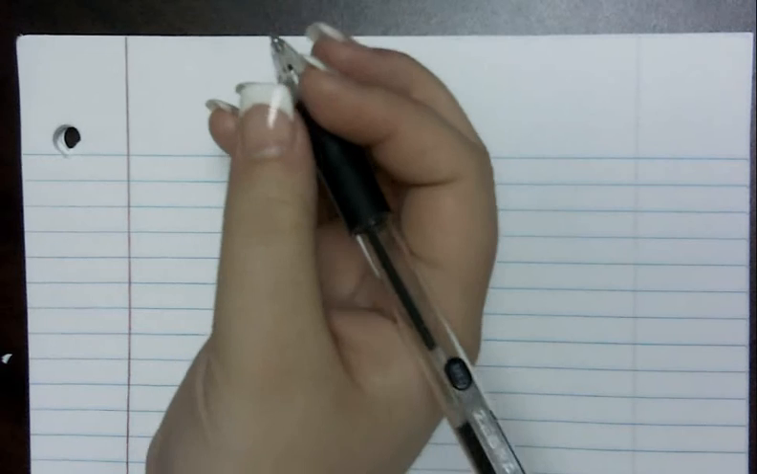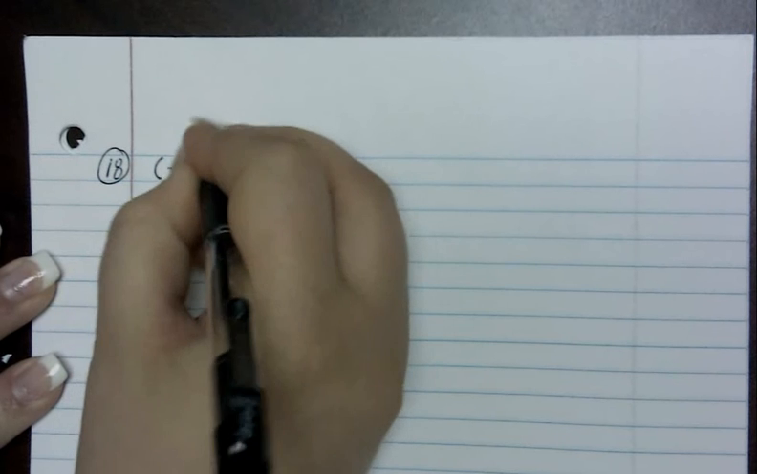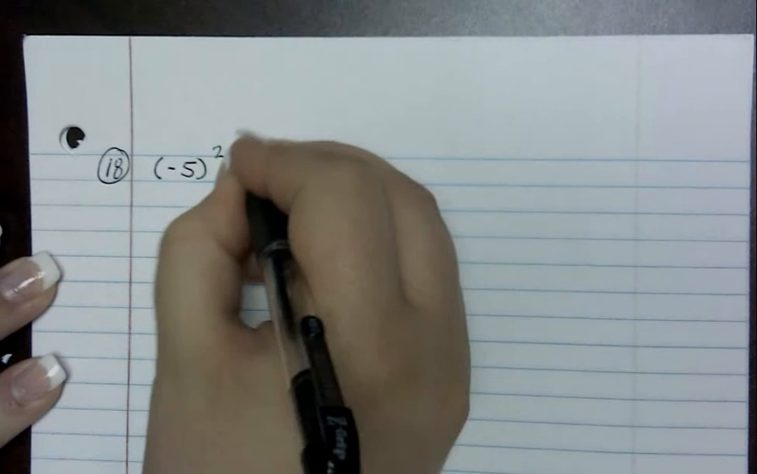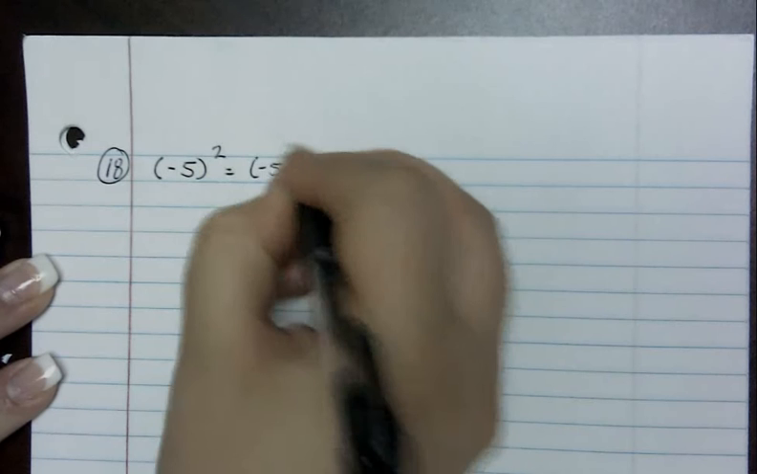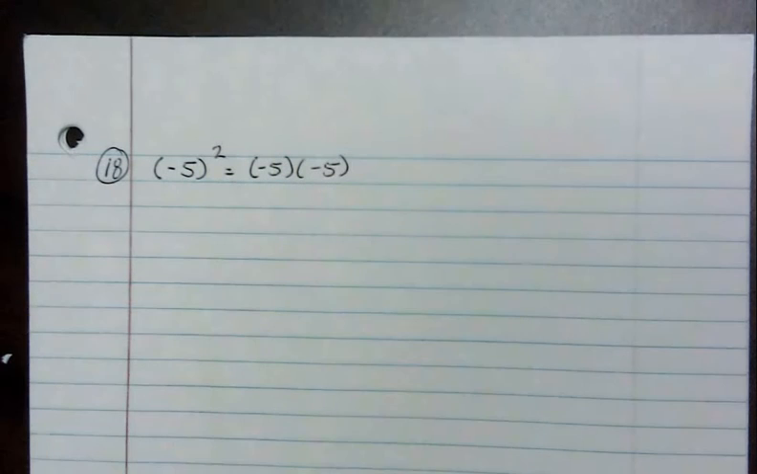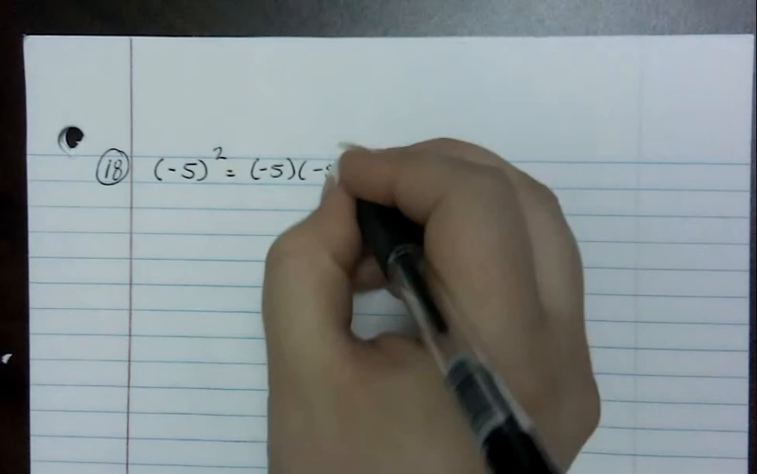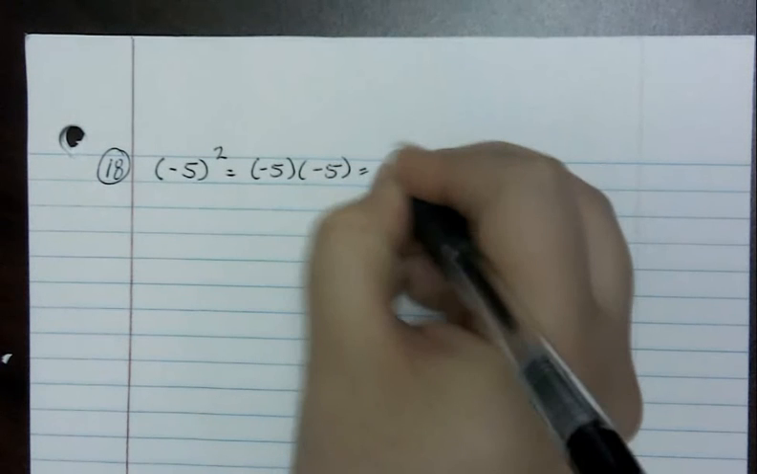So now let's look at problem number 18. On 18 we have -5 and we're squaring that. So that would be -5 times -5. Well, a negative times a negative is going to give us a positive, and 5 times 5 is 25.